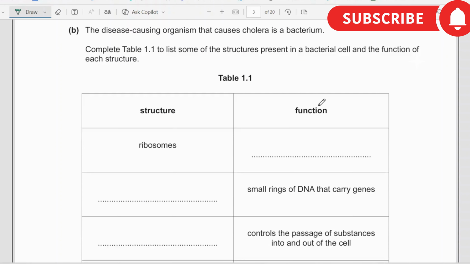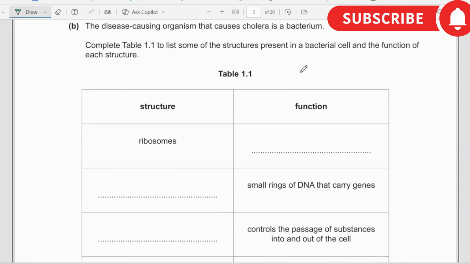Complete the table to tell the function. Okay. What is the function of ribosomes? Protein synthesis. Okay. Next one. The small ring of DNA that carries genes. So it's a ring. Plasmid.